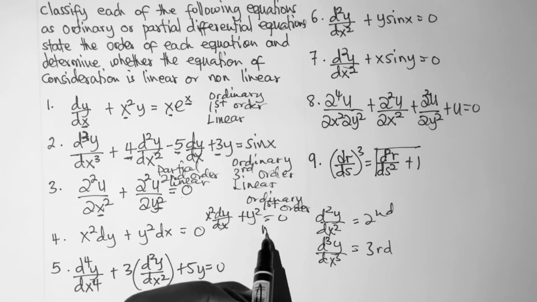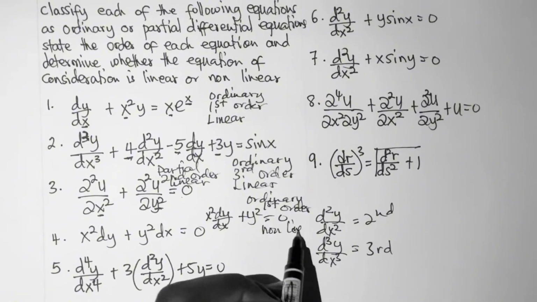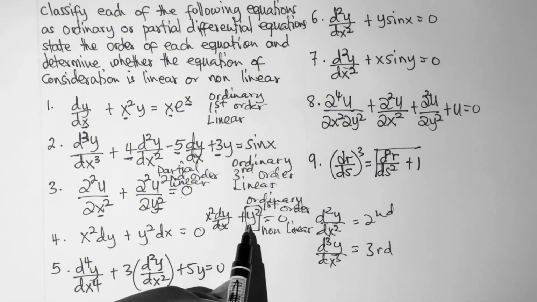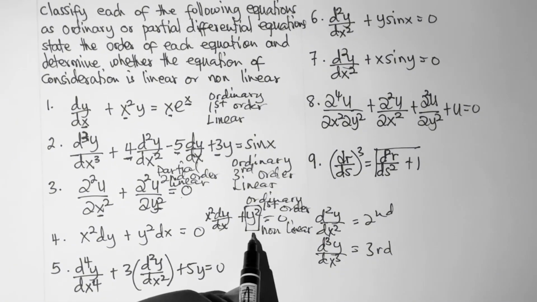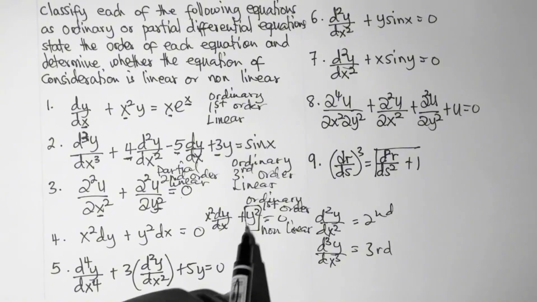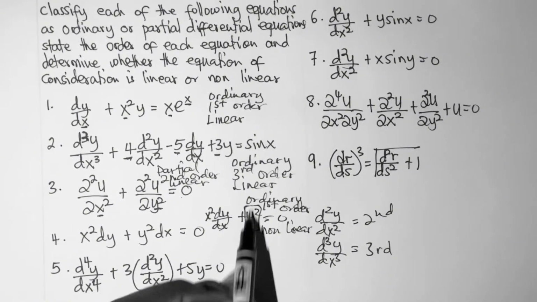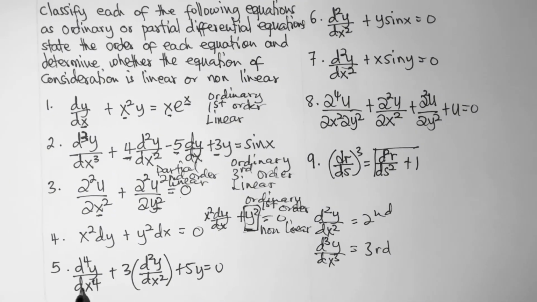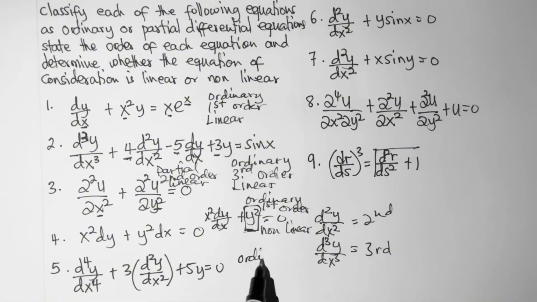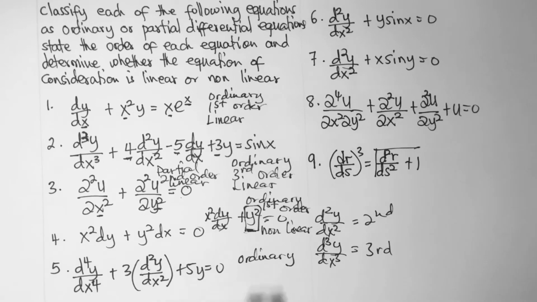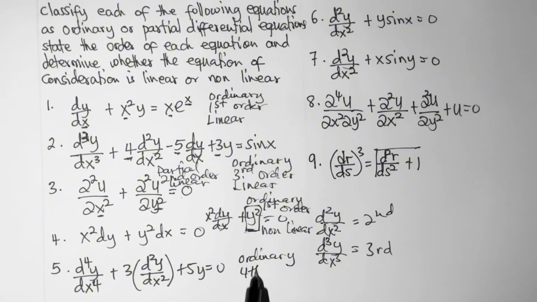Now this is non-linear. It is non-linear because of y squared. The dependent variable, the rule says, must be of the first degree, but this is of the second degree, and therefore this is non-linear. Let's come here. Now you can see that this is also an ordinary differential equation. Then the second thing is the order. The order here is fourth order. So this is a fourth order differential equation.